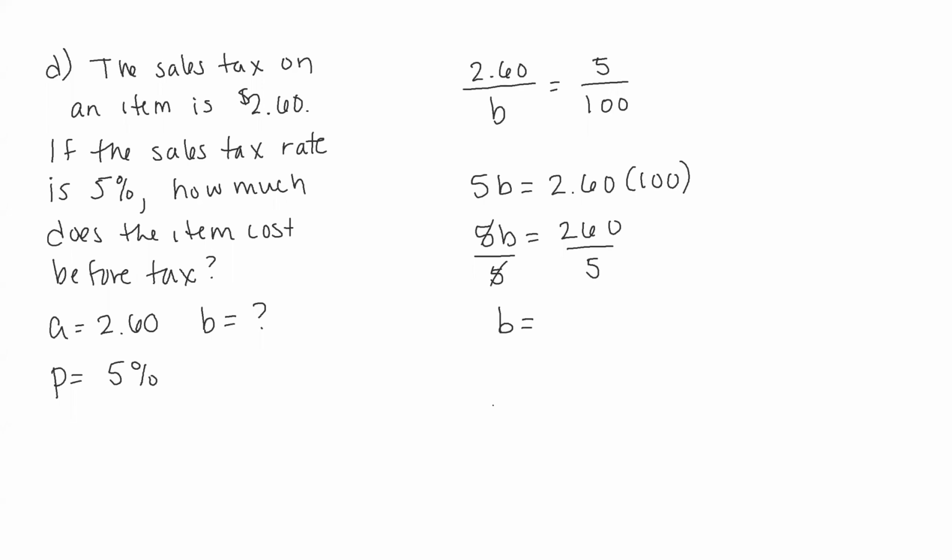And then 260 divided by 5, I get 52. So we kind of have to go back and ask ourselves, well, what is this 52? If I go back to the problem, we knew the sales tax was $2.60. We knew the sales tax rate was 5%. What we were looking for was the cost of the item before tax. So this is the pre-tax cost.